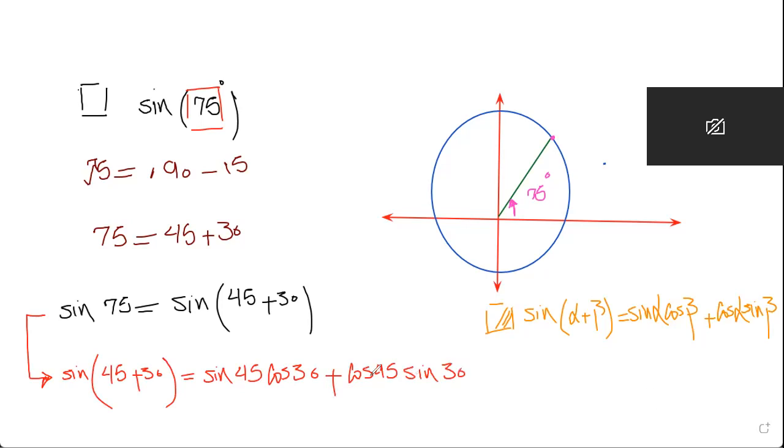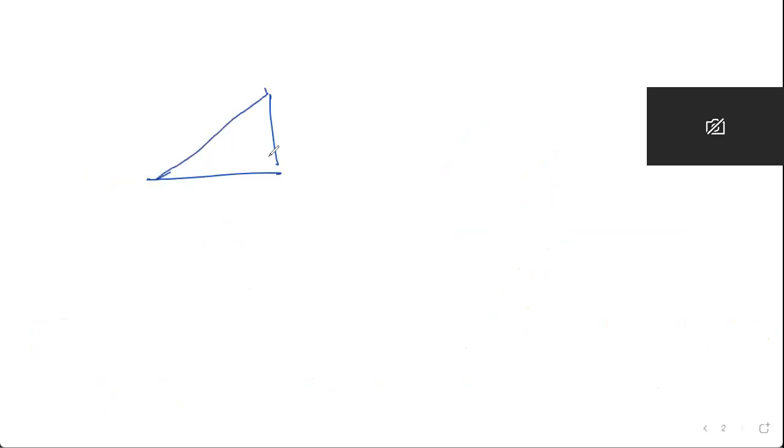And you ask yourself, oh my God, 45, 30, how can I memorize these ratios? I said that, okay, always remember these triangles. For 30 and 60, it's the right triangle with sides square root of 3, 1, and 2. Now, we said that the sine of 30 is the opposite over the hypotenuse, which is 2.